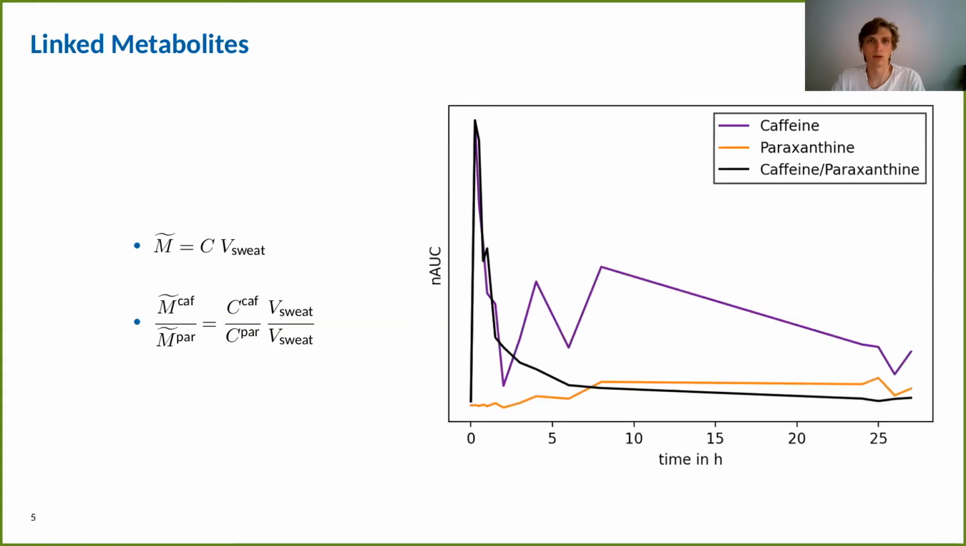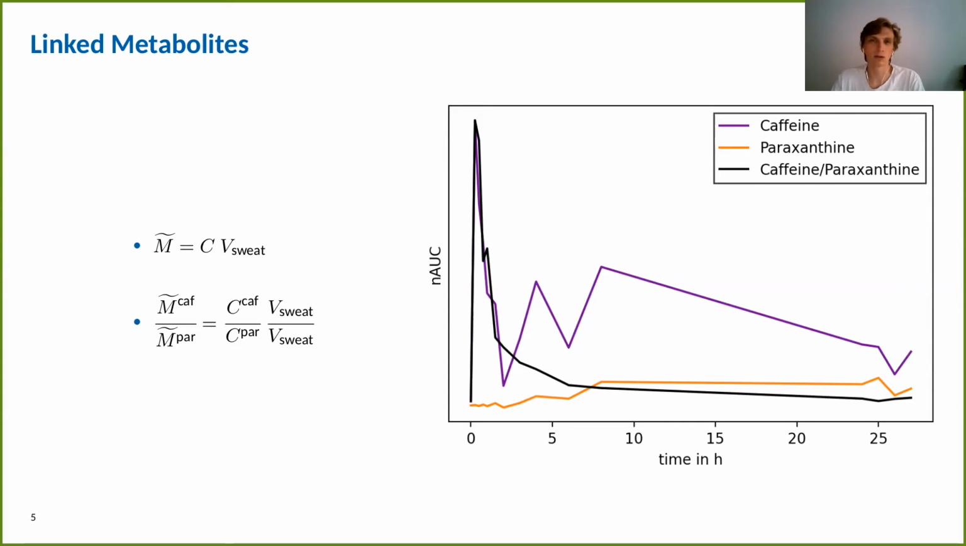So the question for me was, how can we find a normalization strategy that accounts for this sweat volume? And what I found out is that we can actually try to link metabolites. So when you just write down one metabolite, you actually always measure M, which is the mass that consists of the true concentration of a metabolite C in the sweat times the sweat volume.